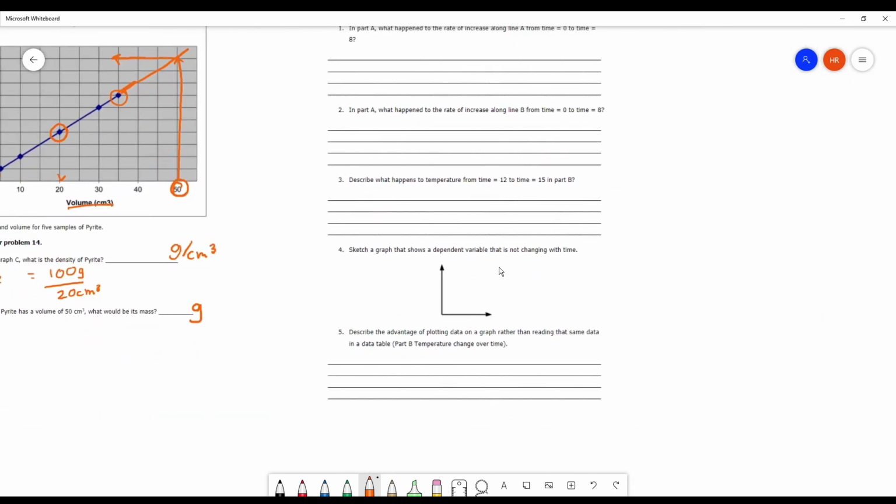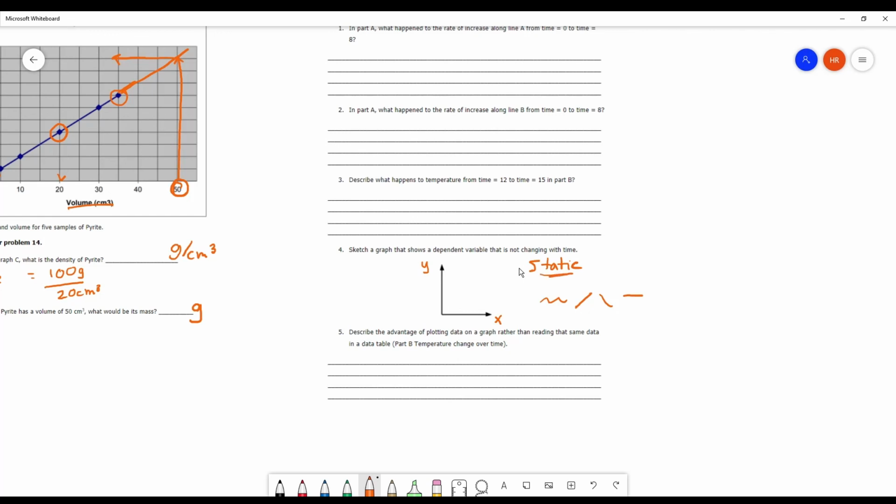A dependent variable that's not changing with time. This one is going to be static. So go back to the beginning of the video if you're not sure what a static relationship looks like, and show me a static relationship. You can just put x and y and then draw me a line. It's either going to be like this, like this, like this, or like this. Pick which one matches static.